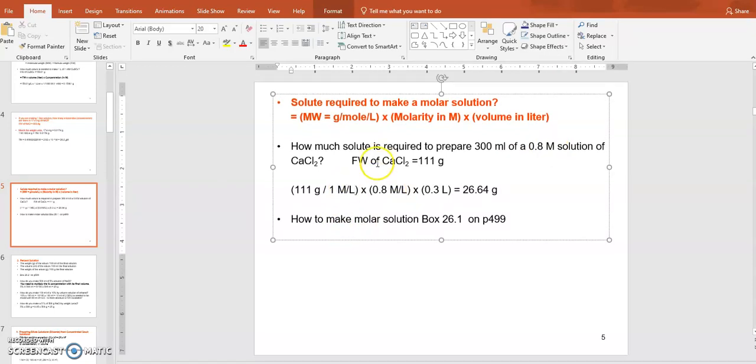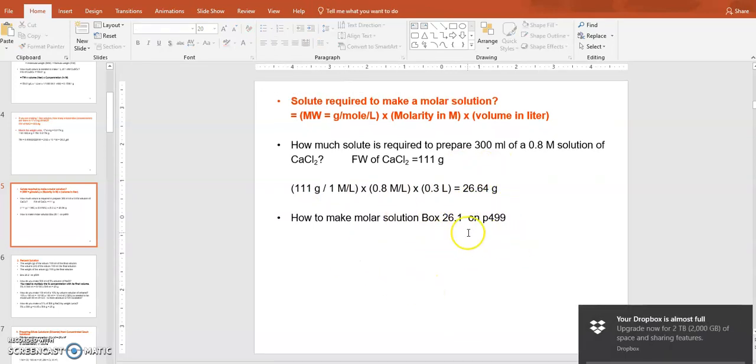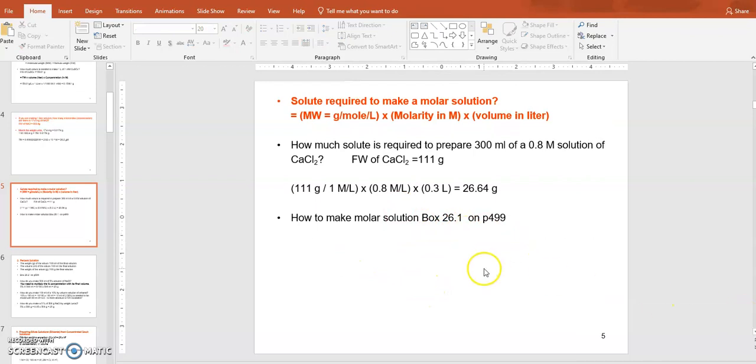And then how much of that are you going to make? You need 300 ml, which you convert to a liter. 300 ml, if you convert it to a liter, is going to be 0.3 liter. So if you multiply them all, you figure out it's 26.64 gram. So that's the answer. Do the practice using this question in your textbook, page 499.